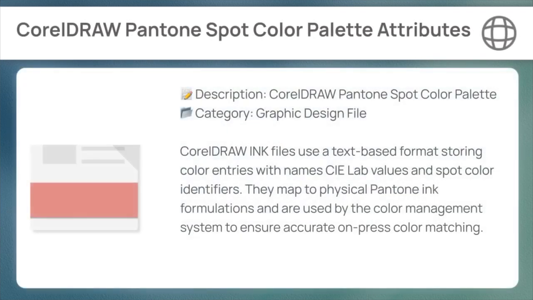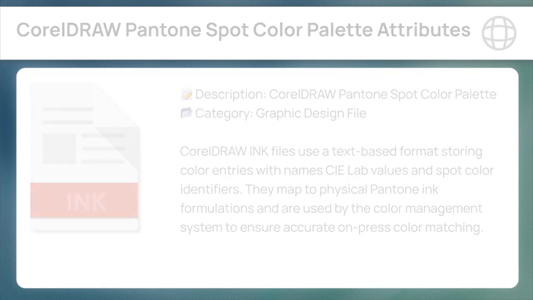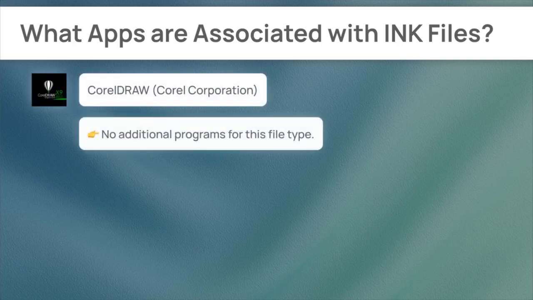CorelDRAW INK files use a text-based format, storing color entries with names, CIE Lab values, and spot color identifiers. They map to physical Pantone ink formulations and are used by the color management system to ensure accurate on-press color matching. The recommended application from Corel Corporation for handling INK is unequivocally CorelDRAW.